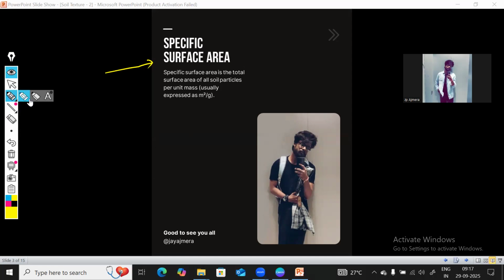All right, the specific surface area. What is the specific surface area? Specific surface area is the total surface area of the solid particles per unit mass, usually expressed in meter square per gram. Interesting things here. Who is that guy? This is your host.